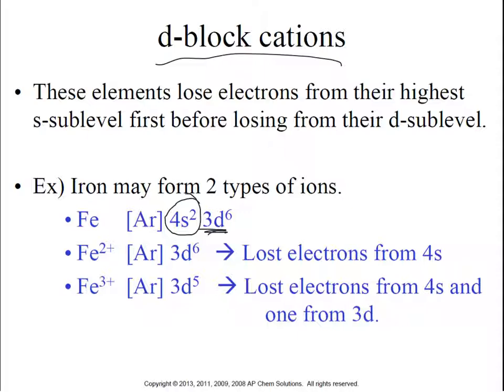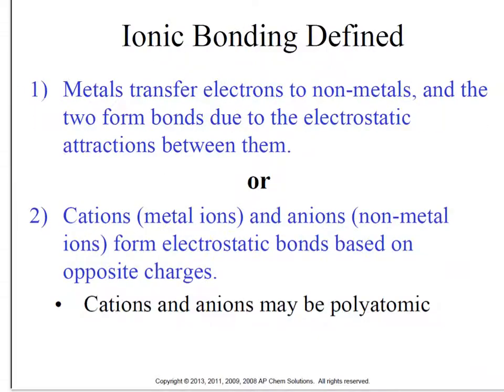So, for example, iron here, right, will either form a 2+ by losing its 4S electrons, or it'll form a 3+ by losing the S electrons as well as one of its D electrons. So it's hard to predict when that will happen, okay, and what ions will form. But that's why we had to kind of memorize a lot of those.